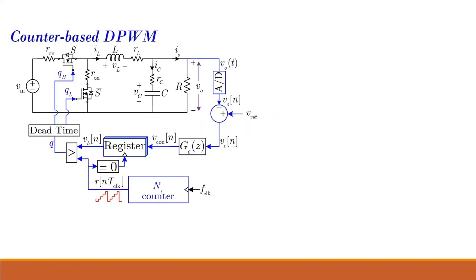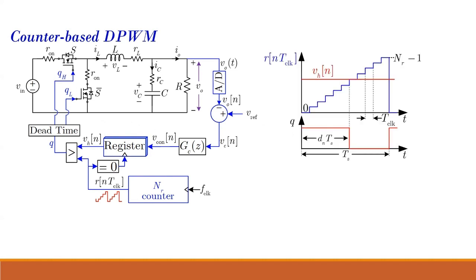So in this week, sir also taught the counter-based DPWM, and he demonstrated it. This is used in voltage mode control. This is my counter, and when the counter reaches the control value, it will reset my gate. It will set it when the counter is 0.